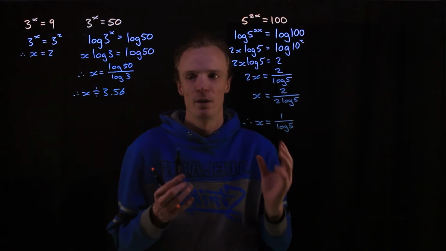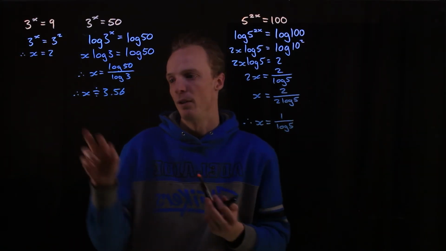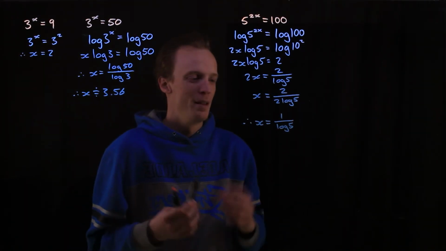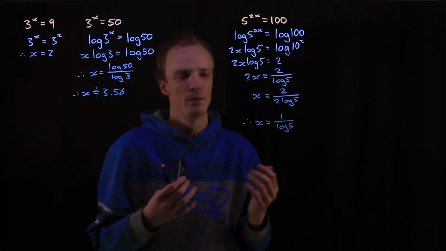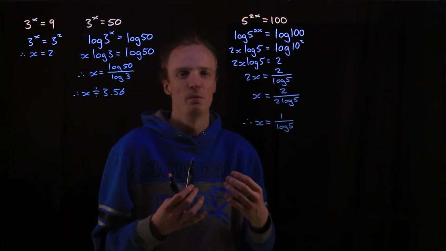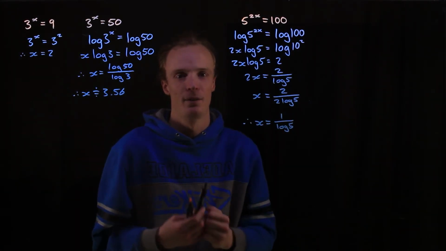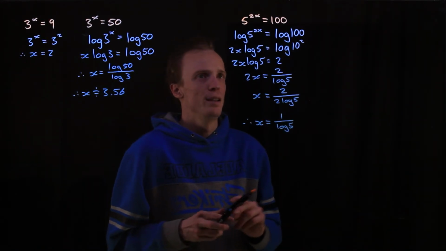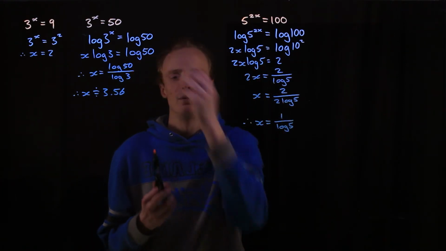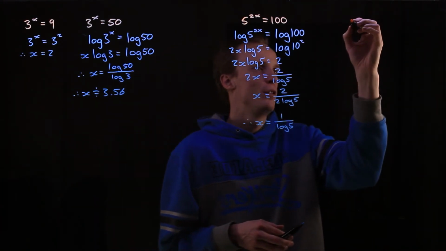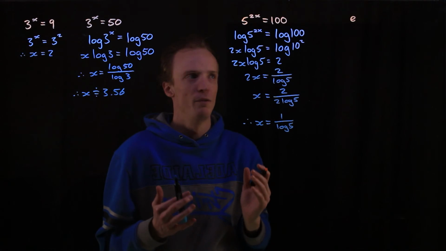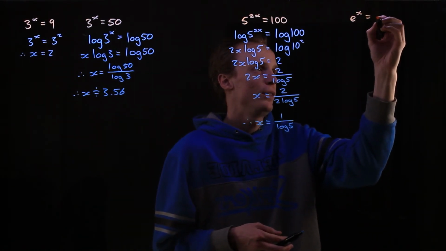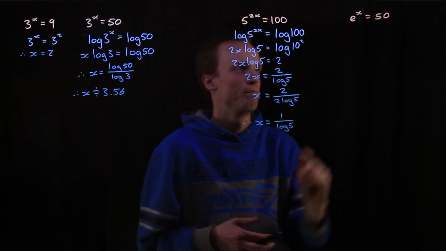Now, of course, if I wanted to find the decimal value like I did previously over here, I could enter this into the calculator and find that. But this value here is in simplest form in terms of log, and it will give me that exact value for my x. But let's take a look at one more example here. Let's say instead of 5 or 3, let's say I've got a base of the natural exponential of e. And that's going to be e raised to the power of x is equal to, say, 50.